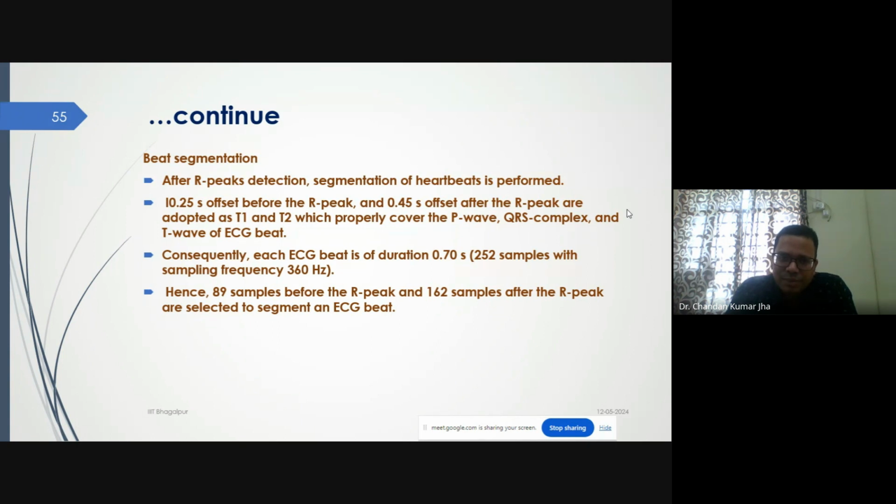After detection of the R-peaks, beats are segmented. For the beat segmentation, a 0.25 second offset before the R-peak and 0.45 second offset after the R-peak have been used, so a complete 0.7 second is used for one beat segmentation. With a 360 Hz sampling frequency, this includes 252 samples. In other words, 89 samples before the R-peak and 162 samples after the R-peak have been selected to segment an ECG beat.